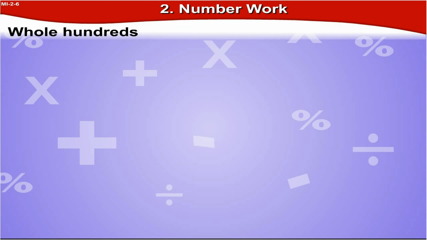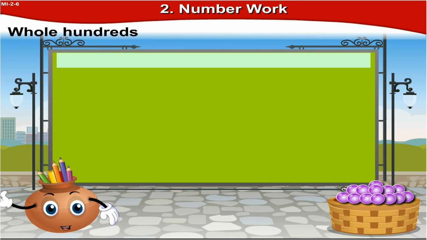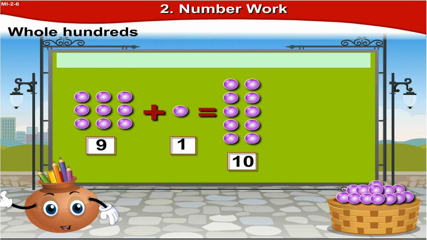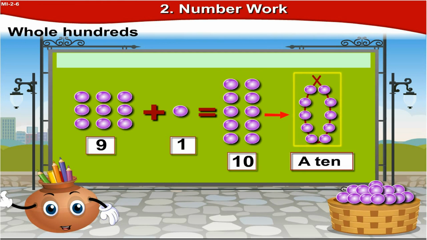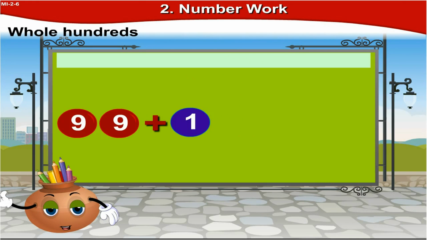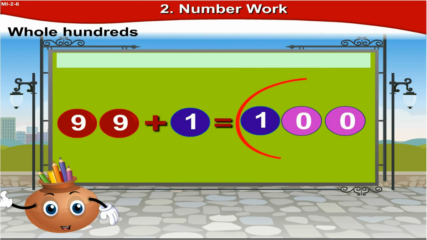Whole hundreds. Now children, let us learn about 100. 9 beads and 1 bead together make 10 beads. A group of 10 things is called a ten. Now 99 is the biggest 2-digit number. When we add 1 to it, we get the 3-digit number 100. Let us see how.